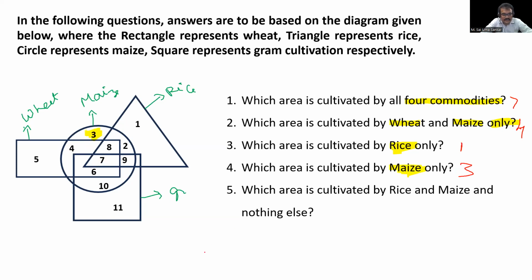What is the next one? Which area is cultivated by rice and maize? Nothing else. Nothing else means only rice and maize. Rice, that is a triangle, and maize, that is a circle. So which number represents rice and maize? Sorry, 2. What is the answer? Answer is 2.